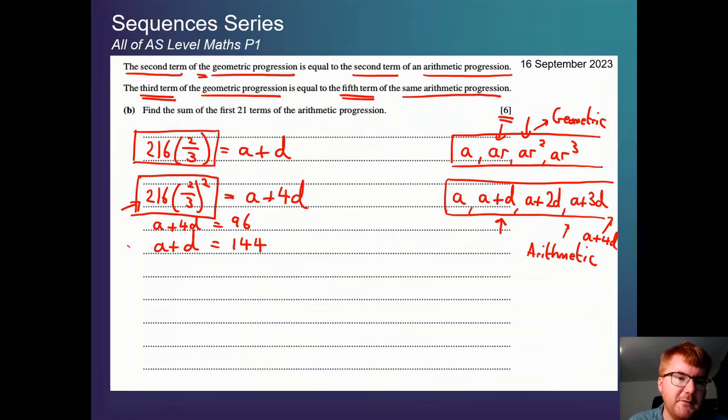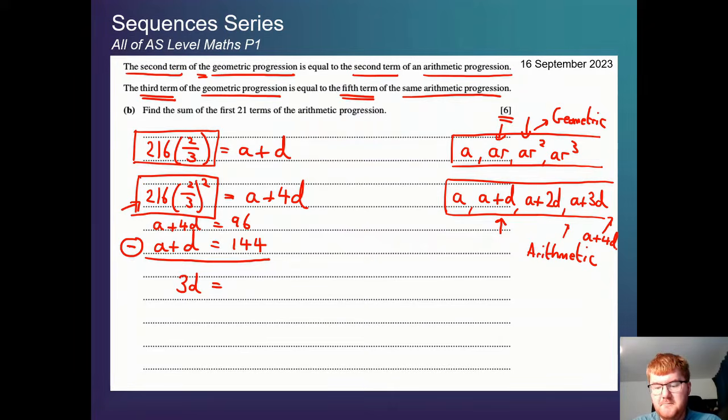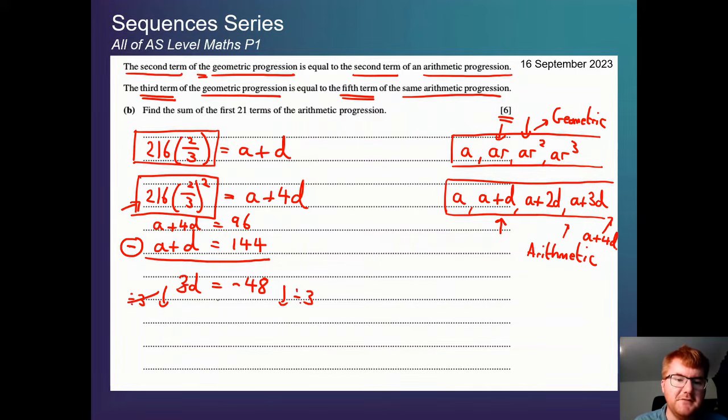What I'm going to do is do it by elimination. I've set this up very nicely. I'm going to minus one equation from the other. So a minus a is 0. 4d minus d is just equal to 3d. And 96 minus 144, if we pop this in, gives us minus 48. And therefore, to get d on its own, we divide by 3 on both sides. This cancels, giving us d equals minus 48 divided by 3. Again, you can use a calculator if you so wish, but we then get minus 16.